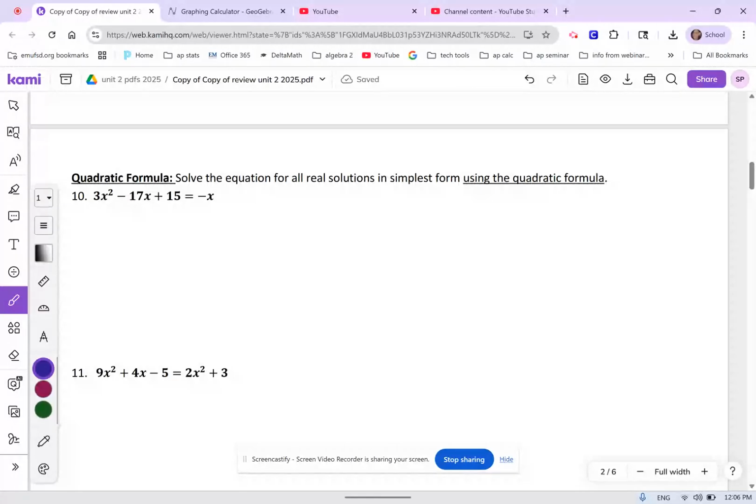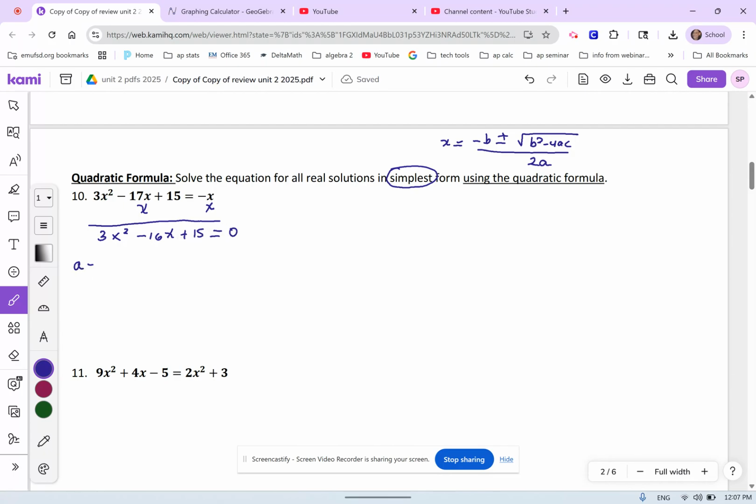For the first problem, they ask you to solve the following equation for all real solutions in simplest form using the quadratic formula. The quadratic formula appears on the reference sheet, but it is a good idea to memorize it. You'll notice that in example 10 the quadratic equation is not in standard form. We have to add x to both sides of the equation before we can pull off the coefficients.